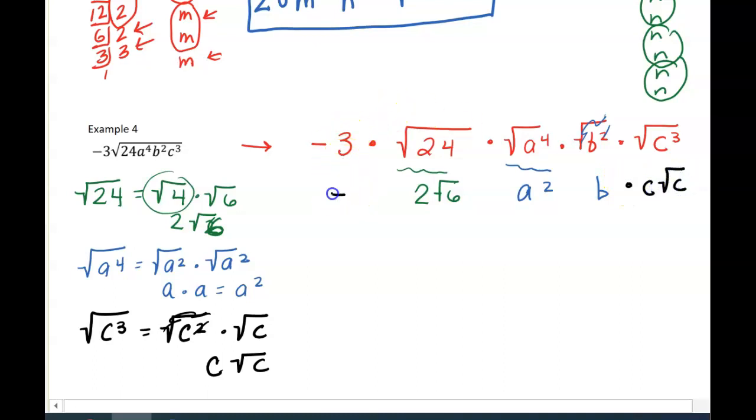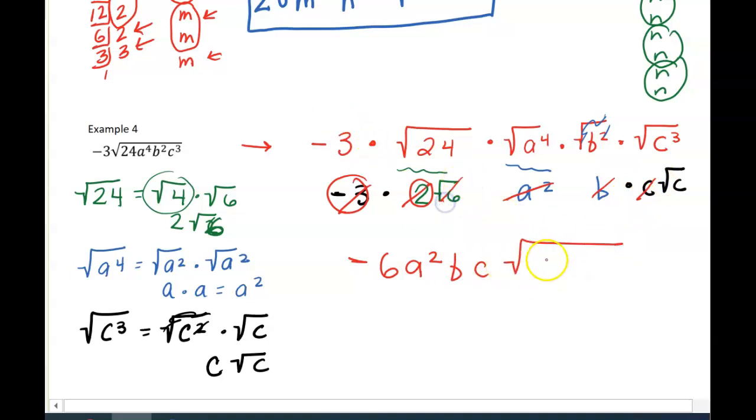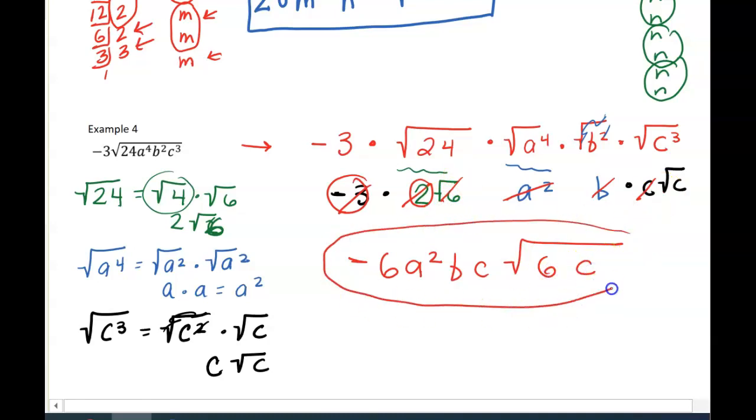Once again, don't forget this -3 out front. Now if we put it all together, -3 times 2 gives me -6. We have an a squared on the outside, a b on the outside, and a c on the outside. Then on the inside, we have a 6 and a c, and that should be your final answer.